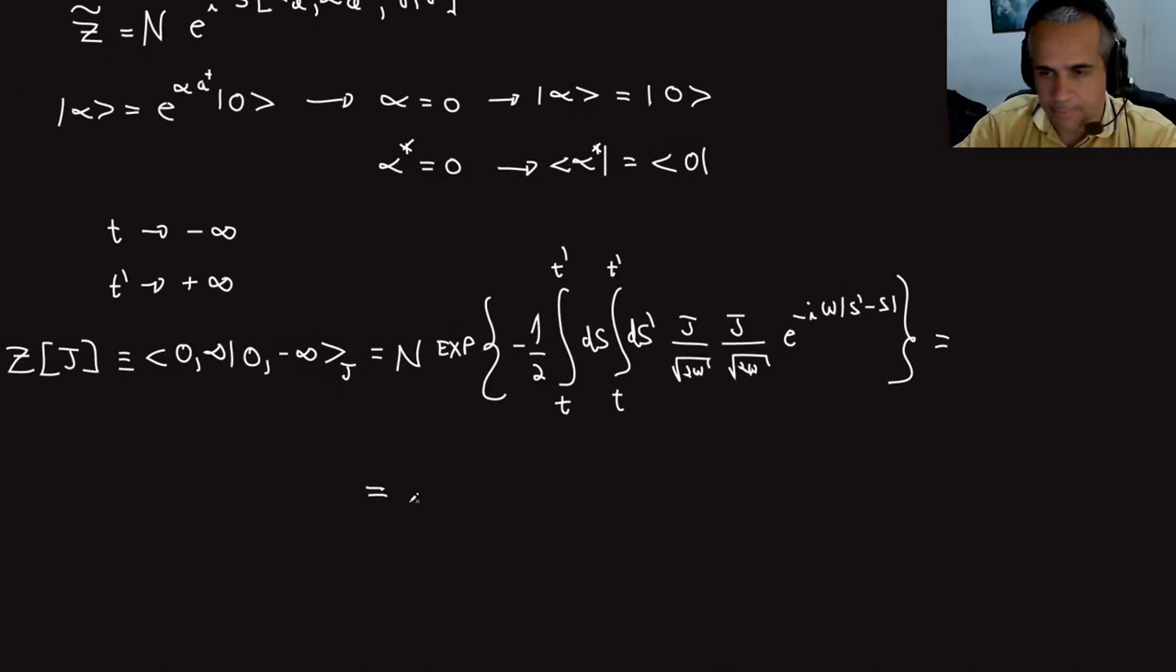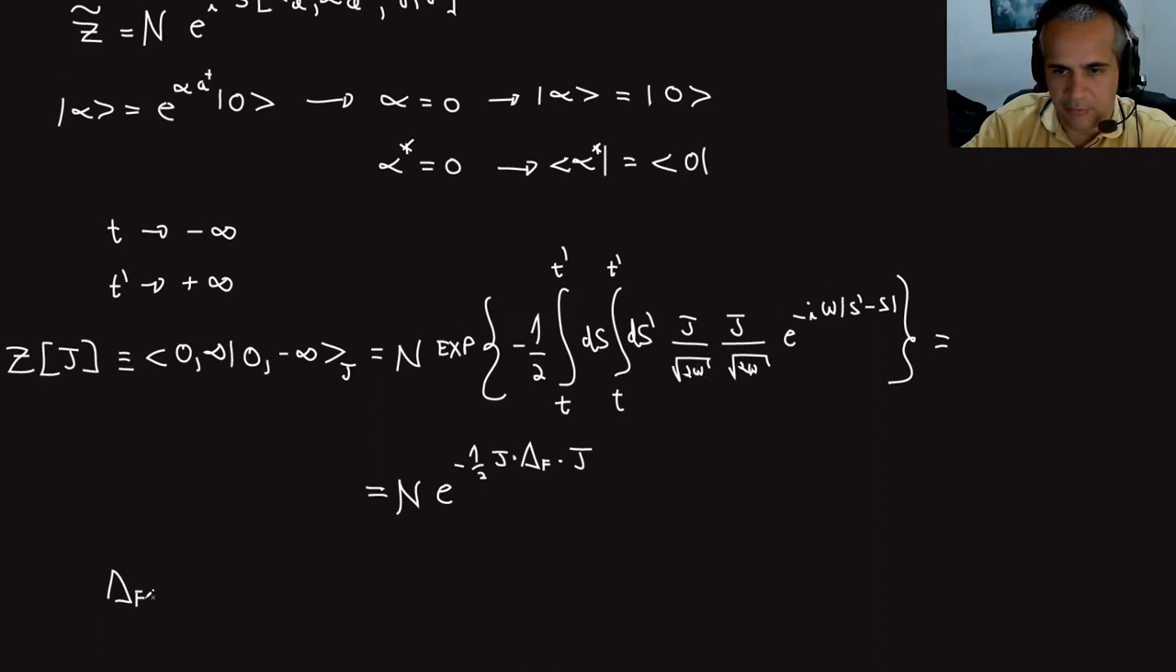N times the exponential of minus half J delta F J, where delta F must be this exponential. The minus half is here, but it's just the exponential over 2 omega, right? Delta F is equal to 1 over 2 omega times the exponential of minus i omega (s minus s prime). And of course, the integrals on s and s prime are hidden in these scalar products here.